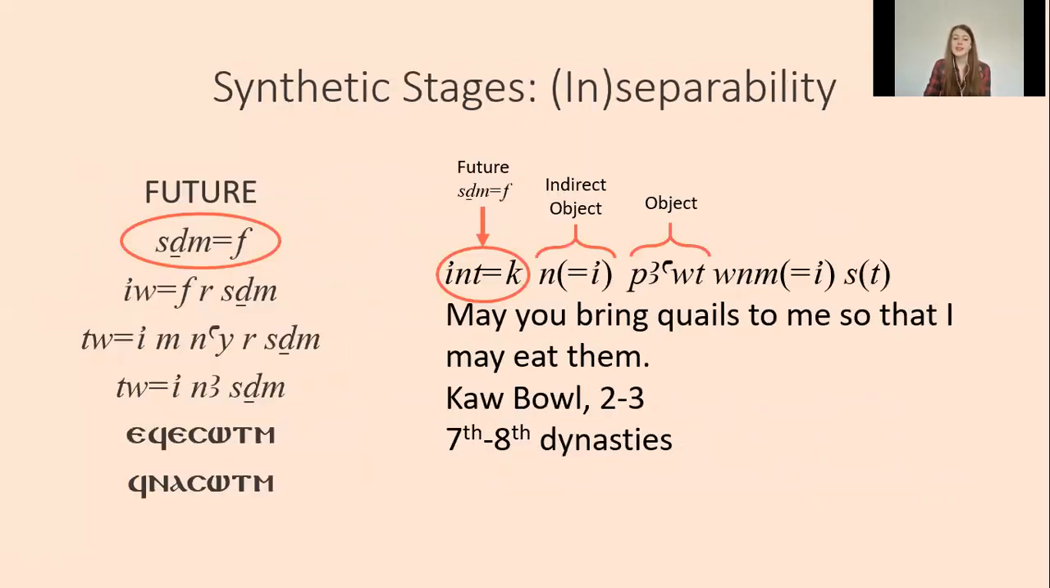One of the features of synthetic forms is that the elements within them are typically inseparable. For example, we can see this in the future construction, in which the earliest synthetic form, sejameth, in this form, the two elements of the verb and the subject are inseparable when you have a pronominal subject. So in this example, the verb inet and the subject ek are together, with other things such as the object and indirect object coming after this group.